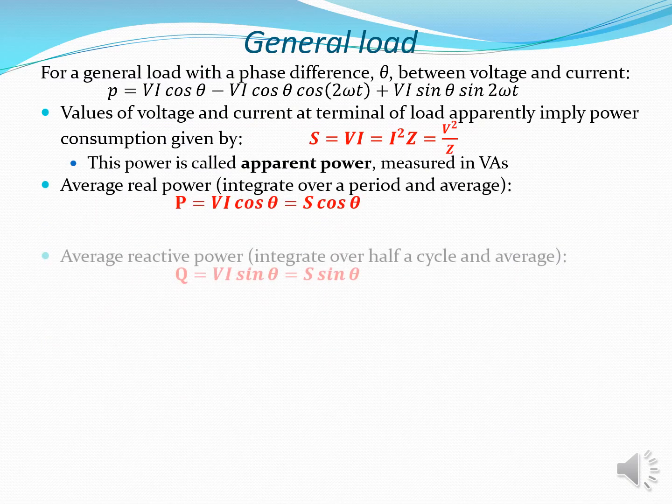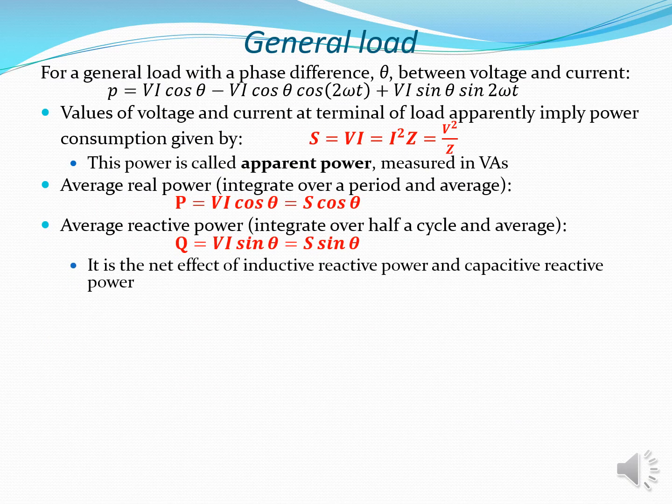Then there's also power that seems to be apparently consumed by a system, and that is given by Vi, and it encompasses the whole load, so it's I squared Z, and that is apparent power measured in volt amperes.